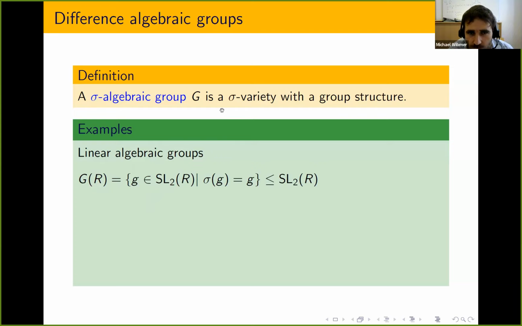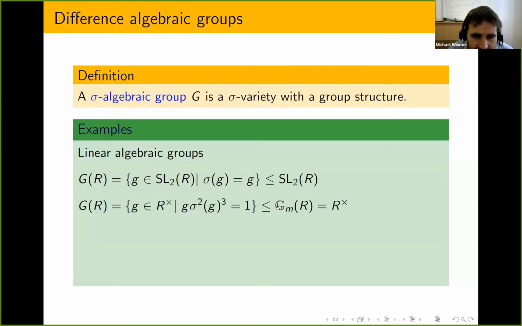So you look at all matrices in SL2 such that, so sigma is here applied to every coordinate of the matrix, such that the entries of the matrix are fixed by sigma. Okay? You can immediately check that this is a subgroup. And so then this is a difference algebraic group.